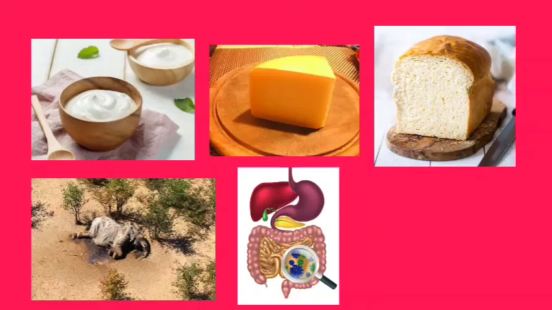And some bacteria are present in the digestive system of animals. That bacteria helps in the digestion of food in the stomach of human beings and animals, and they also help in the production of vitamins. Some bacteria are helping our body to produce useful vitamins.